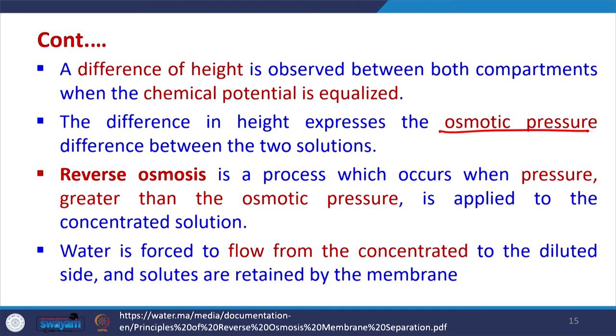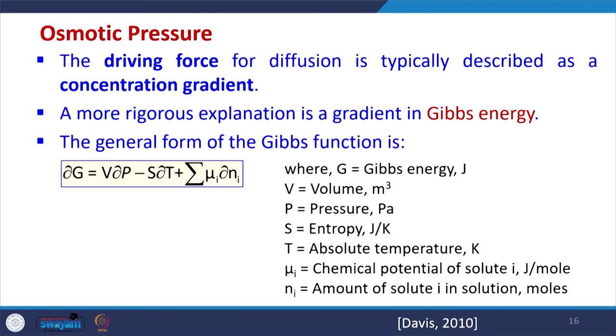Now, in reverse osmosis, we apply pressure in addition to osmotic pressure. Under that condition, water is forced to flow from the concentrated to the dilute side, and solutes are retained by the membrane on the concentrated side itself. So, this is the way we can treat the water, or we can get pure water out of a concentrated slurry.